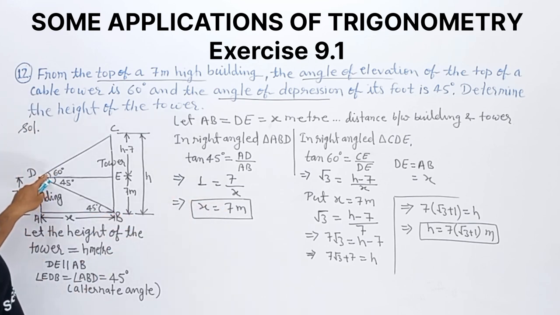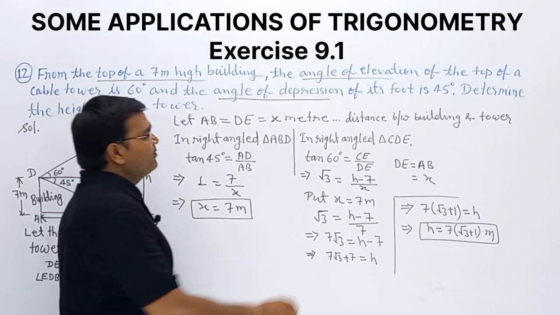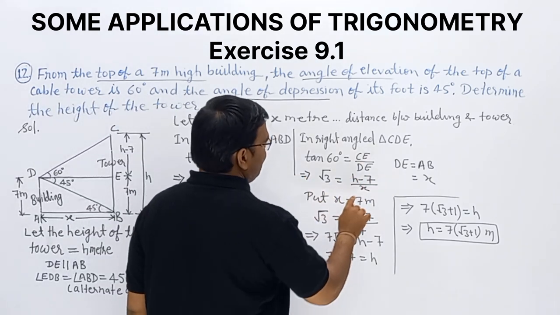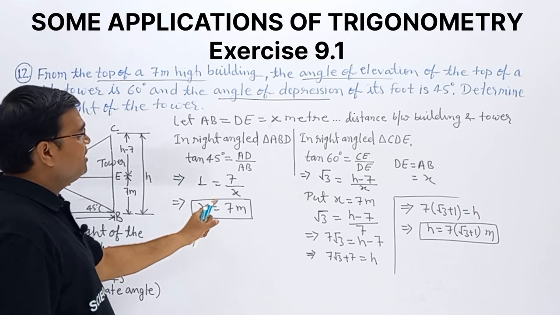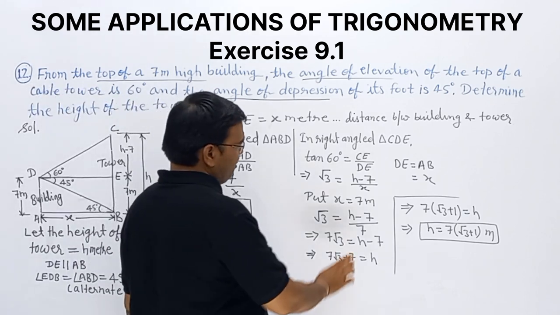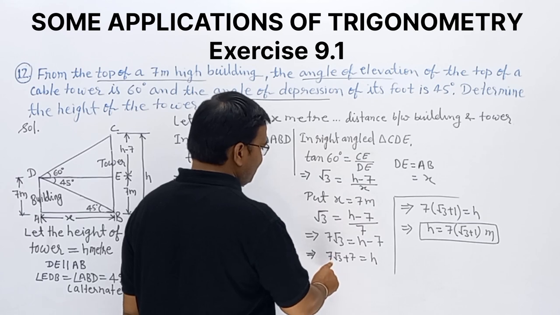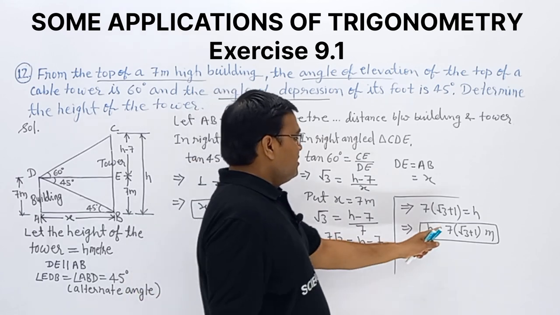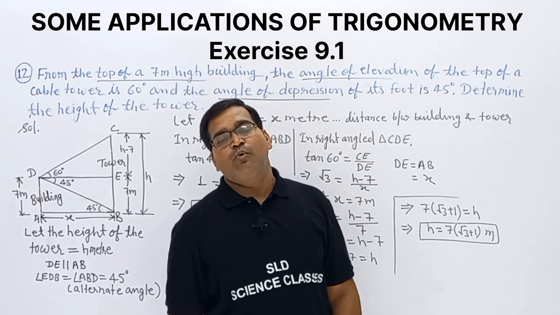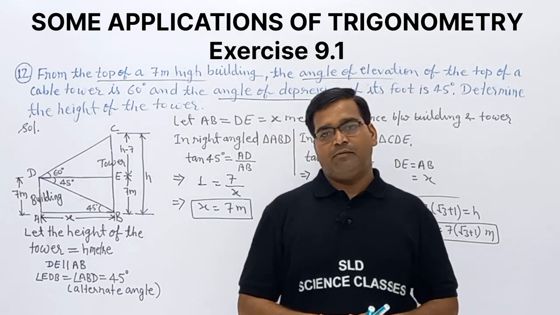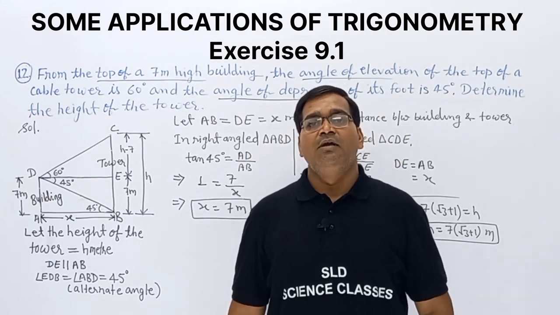Now considering tangent 60 degrees equals perpendicular upon base, we get CE is h minus 7 and DE is x, and x equals 7 meters. Putting and solving for h, we get h equals 7 times square root of 3 plus 1 meters, and this is the height of the cable tower. I hope you understand this question. That's all about this question. Thank you so much.